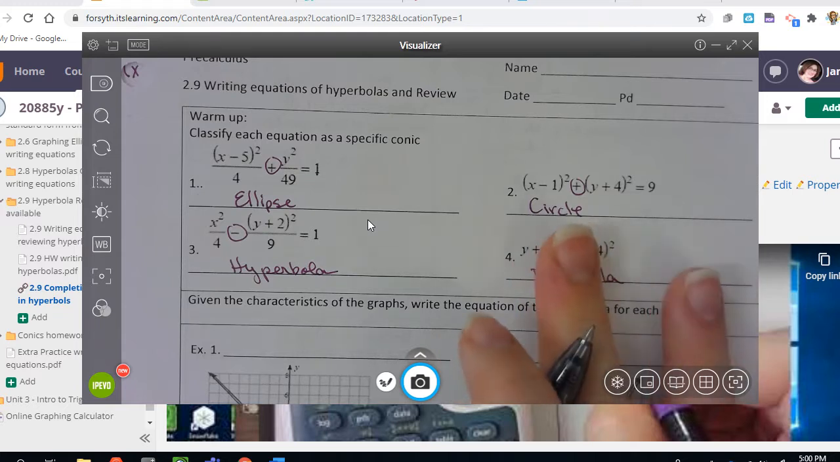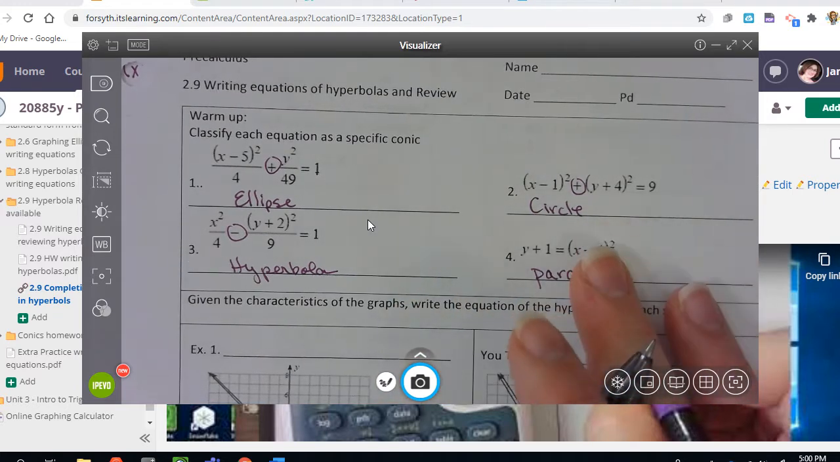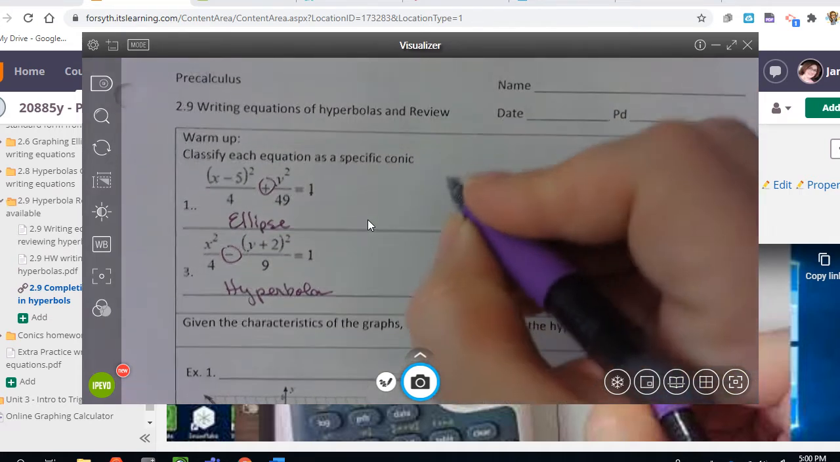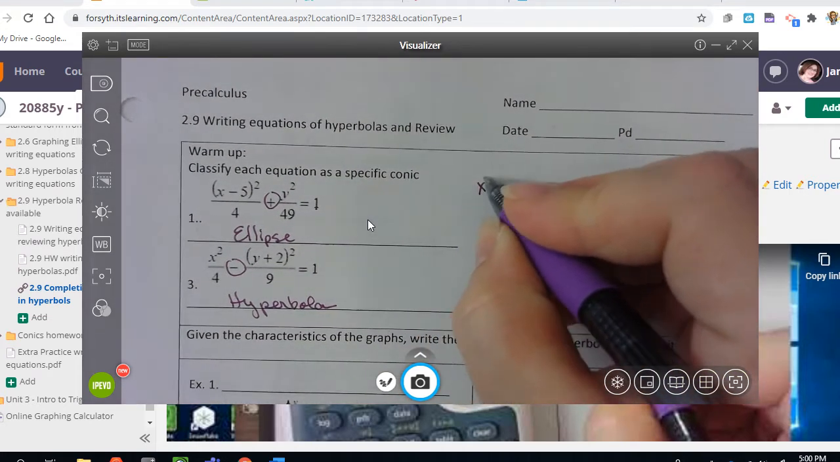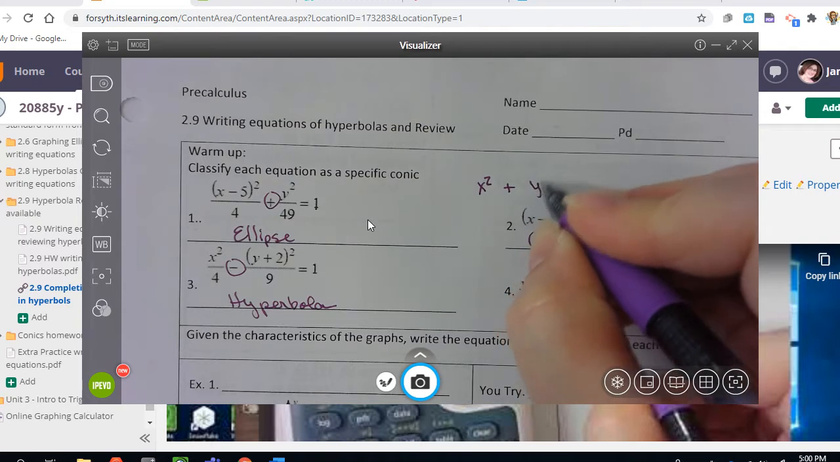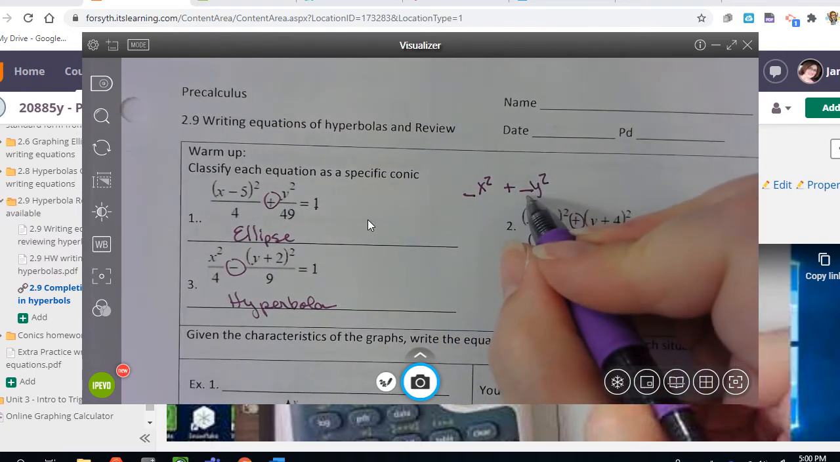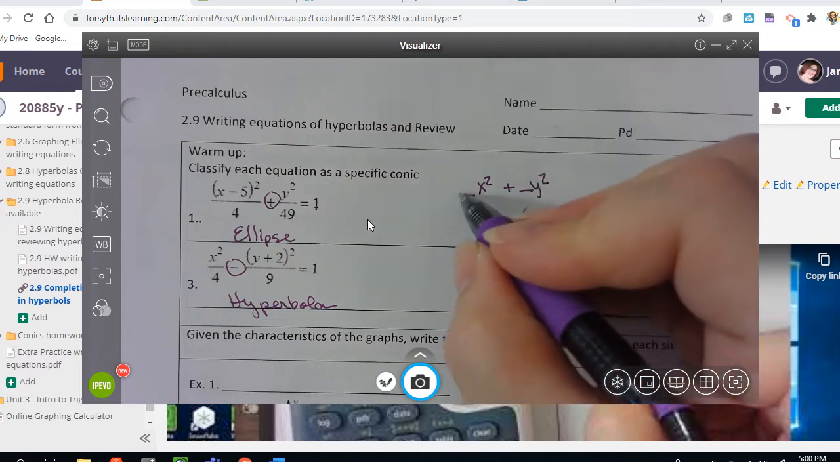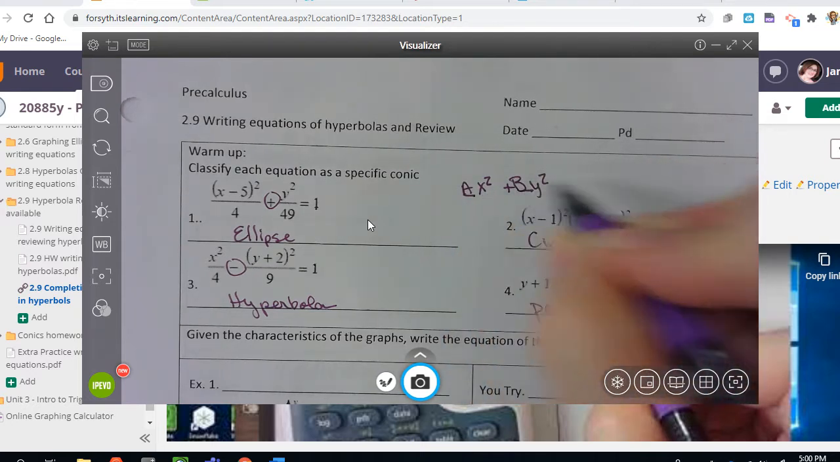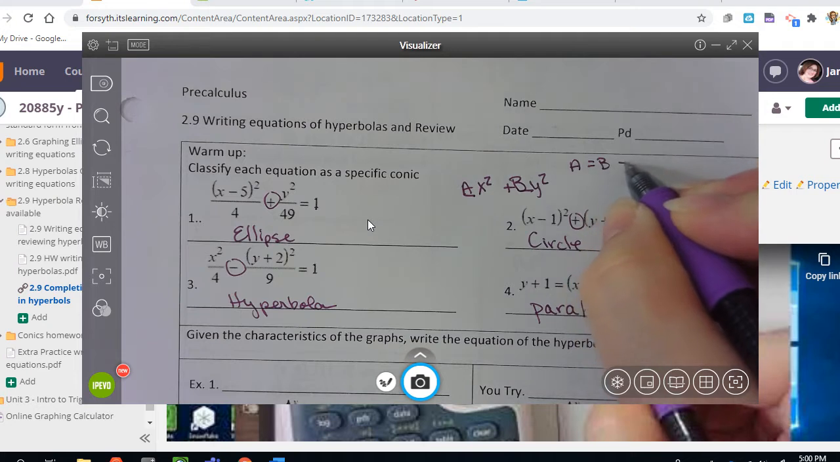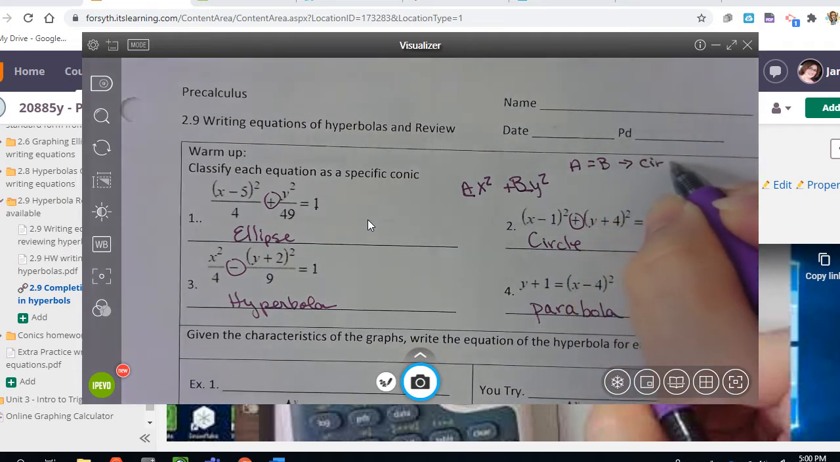But this is not the only way you will see it. You can actually see this if they are in conic form as well. So you need to pay attention to if you have x squared plus y squared. If our variables in front of these match, then it is a circle. So if we have an a here and a b here, if a equals b, then that is a circle.